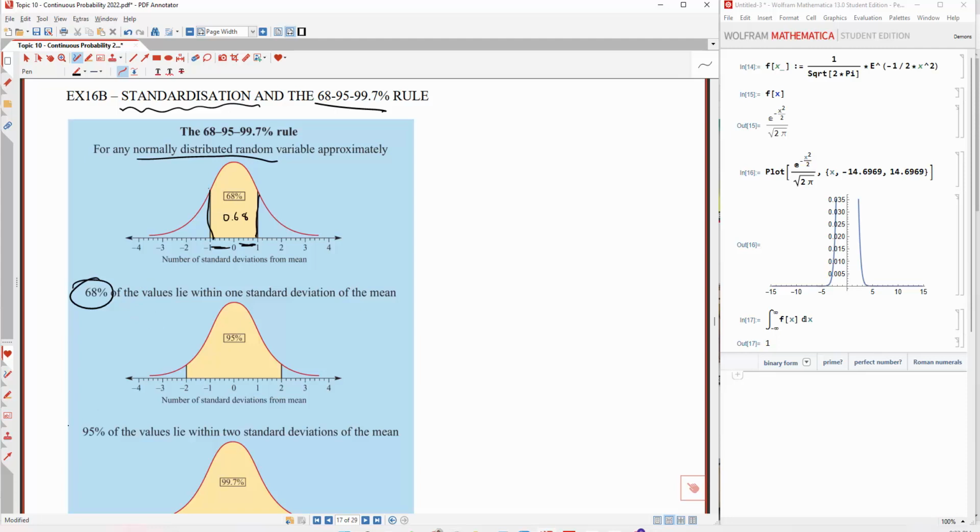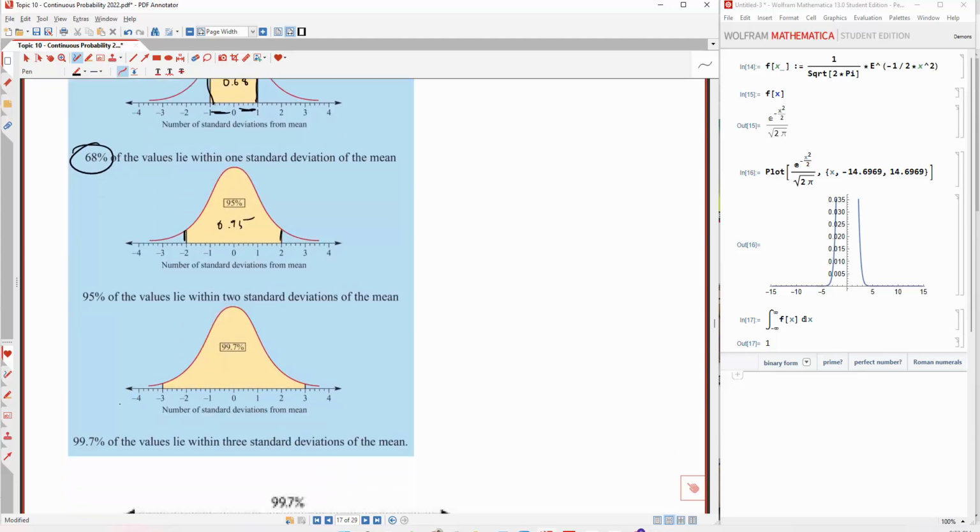Alright, now 95% of the values lie within 2 standard deviations of the mean. So over here, this area here is roughly 0.95. Okay, so 2 standard deviations to the left, 2 to the right. And finally, 99.7, or almost all of them, lie within 3 standard deviations of the mean. Okay, so we can see there that the area under the curve is 0.997, so almost 1.